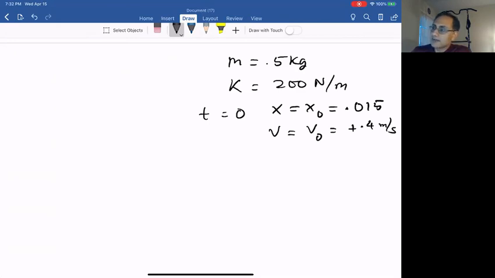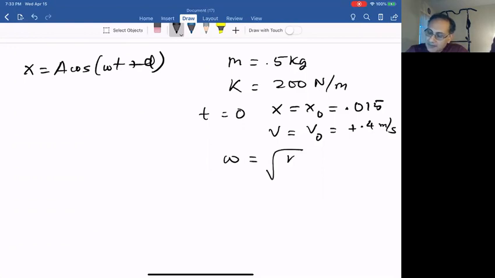So we need to find the equation of motion, and we also need to find the values of the constants. Essentially we are doing the same thing. So x is A cosine omega t plus phi. We need to figure out what the value of A is and what the value of omega and phi are. Actually, omega we already know. Omega is no problem. You can easily find omega. Omega is equal to square root of K divided by M. So that's a known quantity.